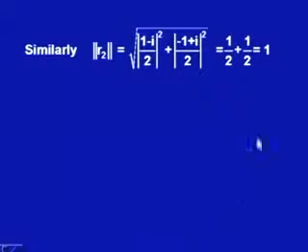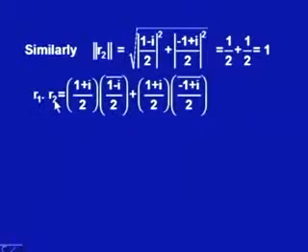Then on the same lines, one can find the norm of the second vector. It is (1-i)/2, the magnitude of this, plus (-1+i)/2, this is the second component, and its square. When you calculate this, it is 1/2 and this is also 1/2. So, the sum of this is equal to 1.